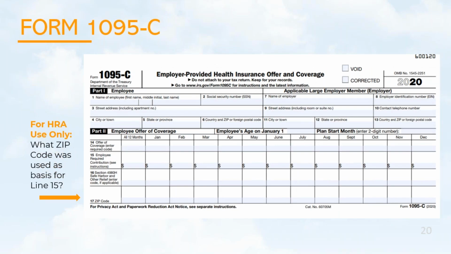This next slide we're going to skip over because this is for HRA use only, if you have a health reimbursement arrangement as your health plan. But I just wanted to point out that there is now a line 17 that wasn't there a couple of years ago. You do not have to fill that out if you are not filing an HRA plan.